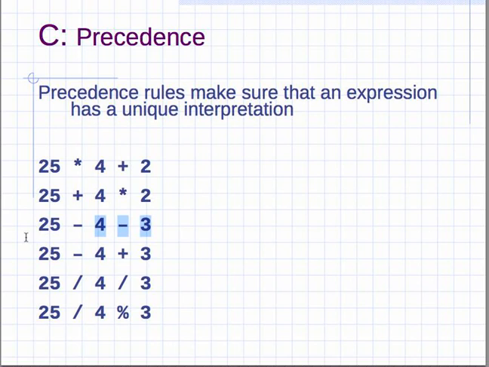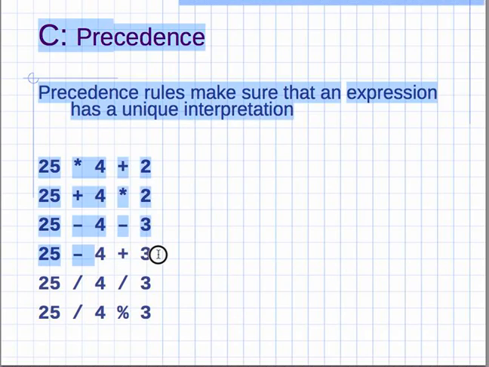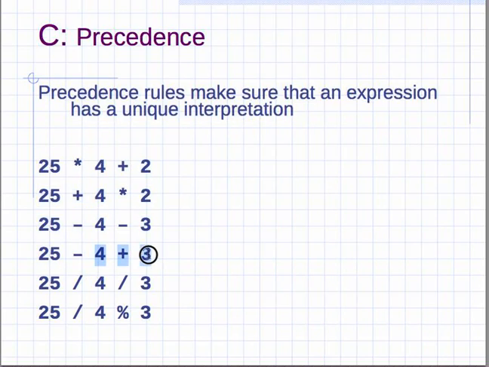So which one is it? 18 or 24? Turns out it's the 18, because the rule in almost every language is that if you have two operators that have the same precedence level, like the minus, you do it in order left to right. Pretty much every programming language has a rule like that. So here there is no ambiguity. You don't do this addition first. If you did this addition first, you would get 4 plus 3 is 7, 25 minus 7 is 18.